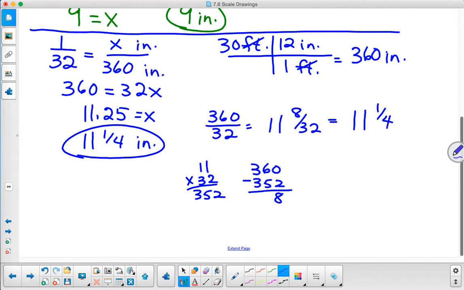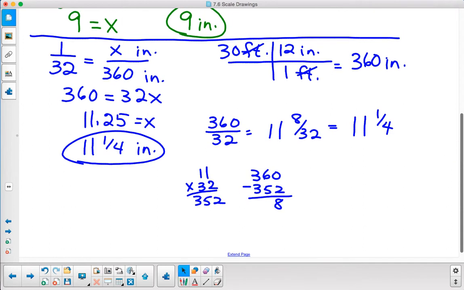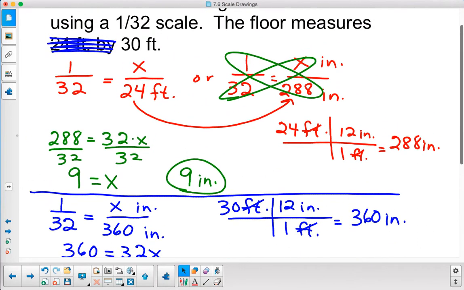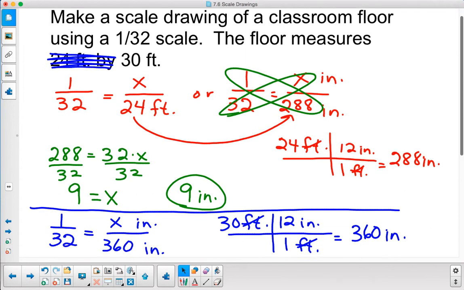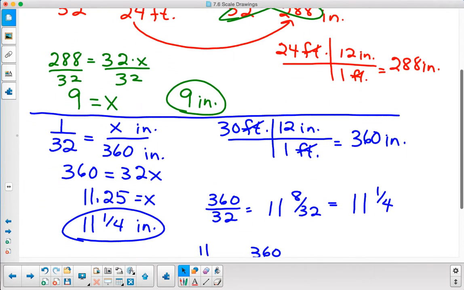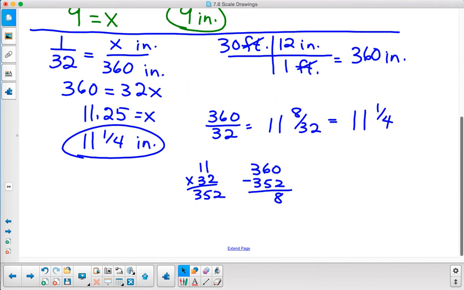All right, so let's go back to our original problem. What did it say to do? I think it said make a drawing of a classroom floor using a 1/32 scale. Okay, so we ended up with our rectangle needs to be 9 inches by 11 and 1/4 inches.